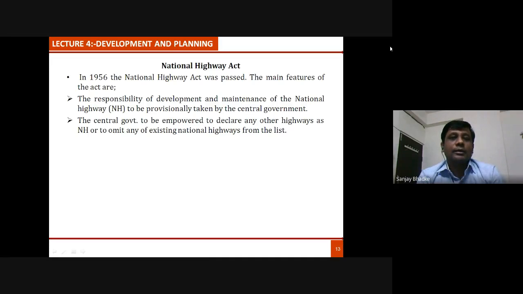So the National Highway Act was introduced in 1956. Students, it is very important that you remember this year. When you appear for the GATE examination, they may ask you when it was started, and they will give you four options, out of which you have to select one. So you should remember all these things. That is, it was started in 1956.